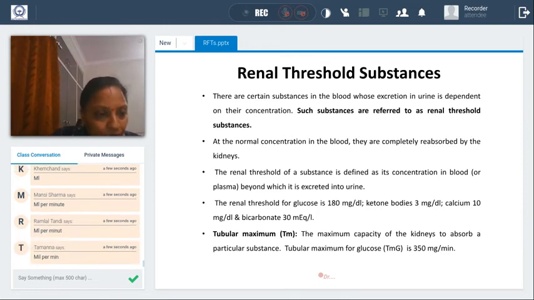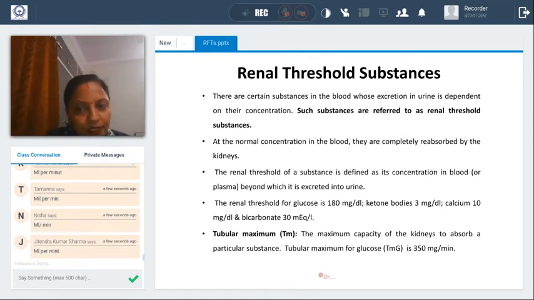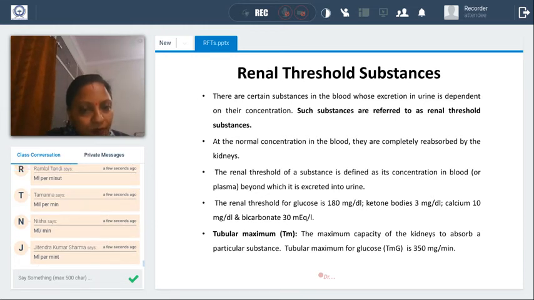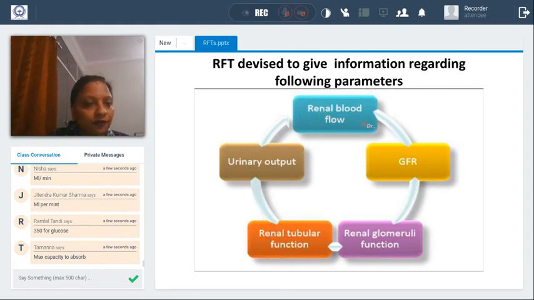What is TM? Yes, ml per minute. What is TM? Tubular maximum, the maximum capacity of the kidney to absorb any particular substance. TM, tubular maximum. This is the important definition, tubular maximum. What are the parameters for RFT? So renal blood flow, GFR, renal glomerular function, tubular function, and urinary output.